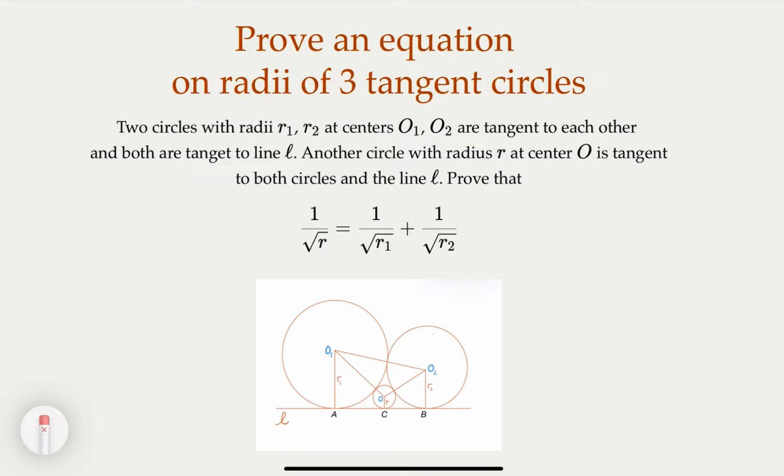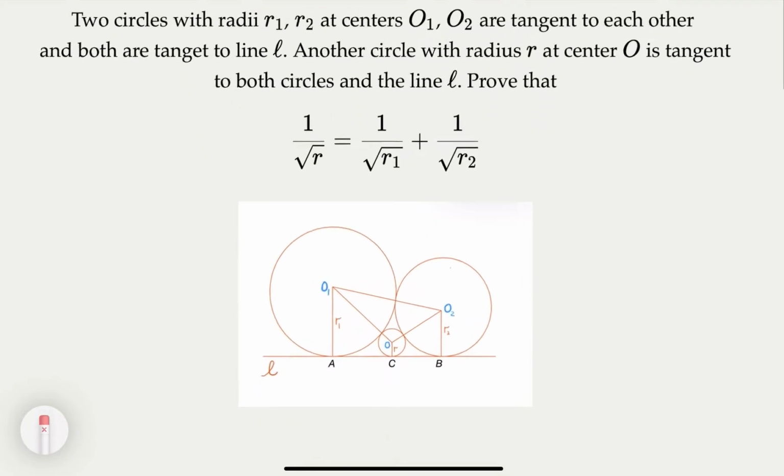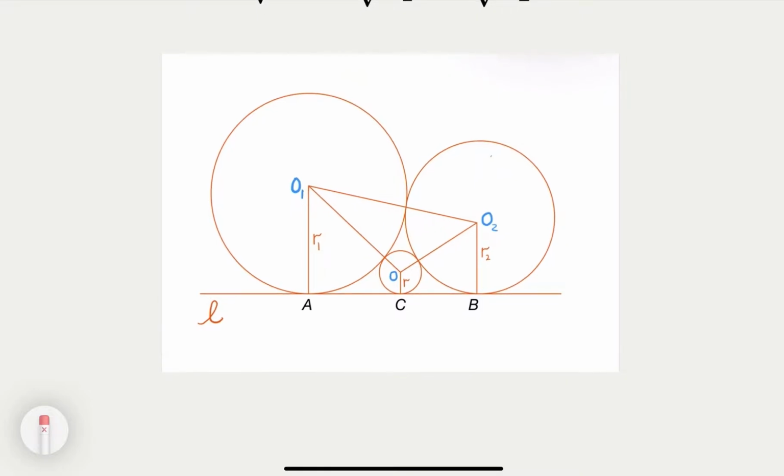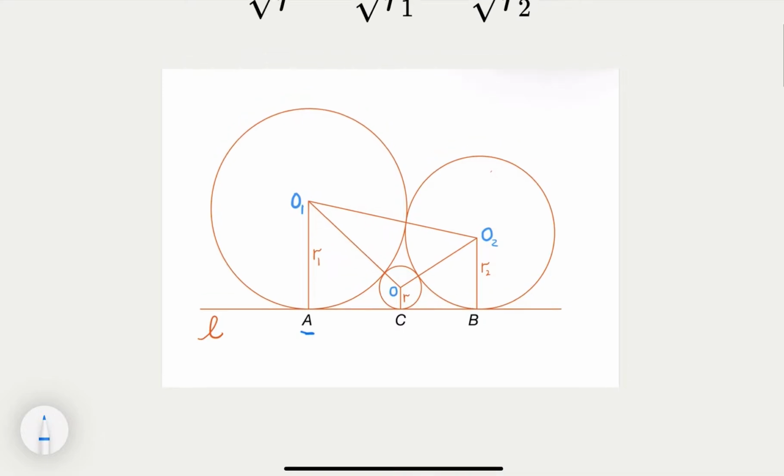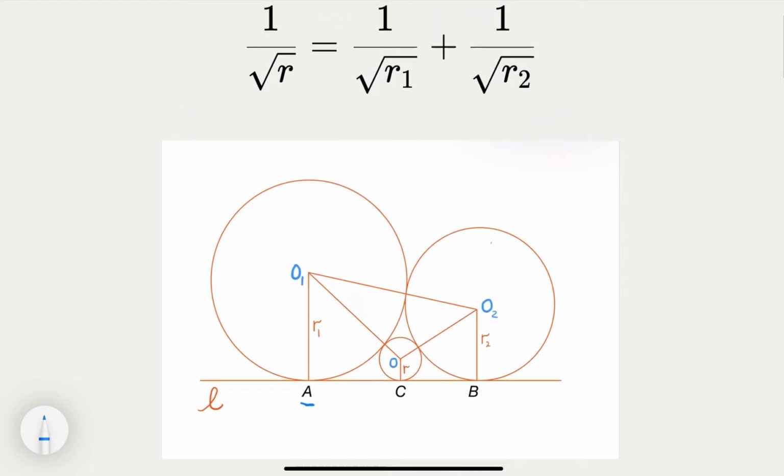Okay, here we want to prove an equation regarding the radii of three tangent circles. All right, so let's look at this diagram here. A line is tangent to big circles O1 and O2 at points A and B. And the tiny circle squeezed inside here is tangent to that line also, but also tangent to both circles. Now we want to prove that the radius of the smaller circle satisfies this equation here.